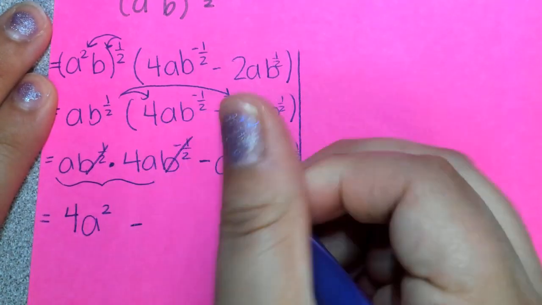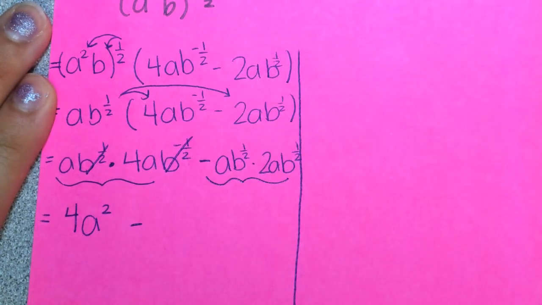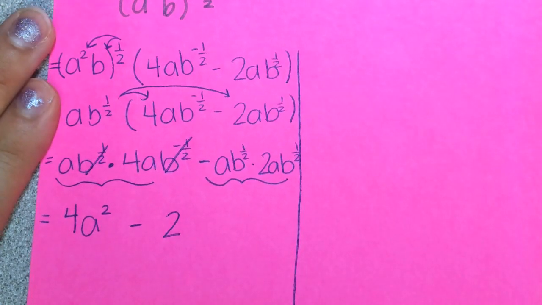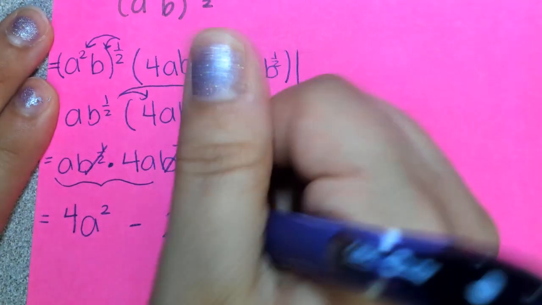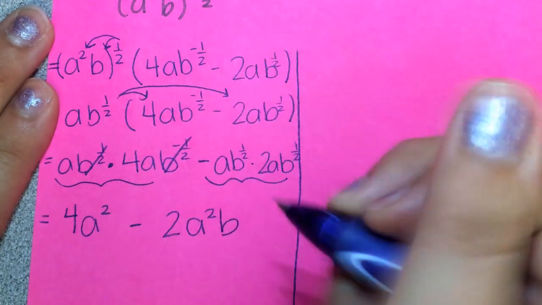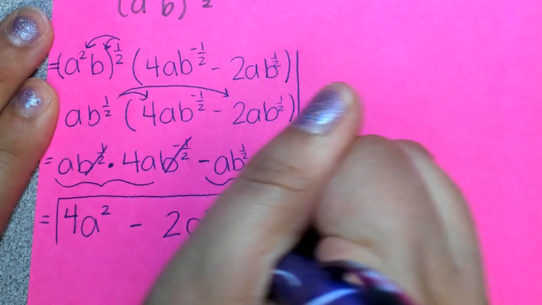Now I'm going to do the same thing right here. So I have a coefficient of 2. What is a times a? A squared. And what's b to the 1/2 times b to the 1/2? b to the 1. So I'm just going to put b. And that is my answer.